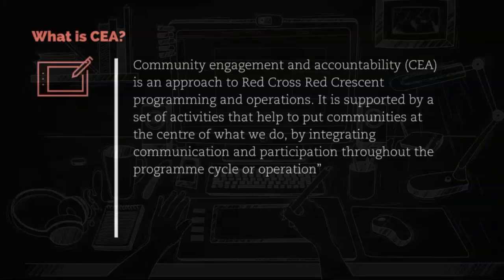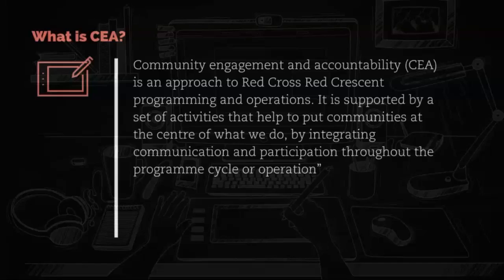Okay, my task today is to explain messaging in CE. What is CE? Some persons may have a good idea of what CE is, others may not. So basically, I'll just read to you what the definition of CE is. It's about community. It's about an approach that the Red Cross has adopted in their programming and operations, and it's supported by a set of activities that help to put the community at the center of everything that we do.